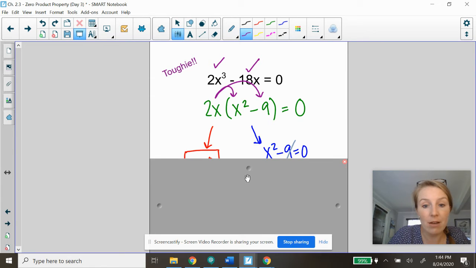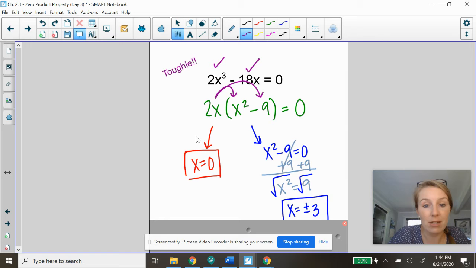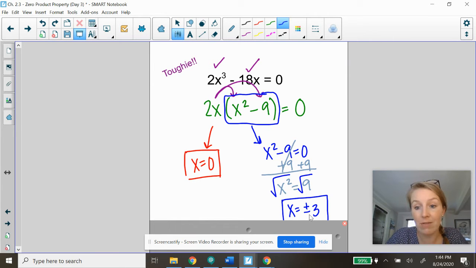All right, so now we need to solve. The red is going to get me to an x equals 0. And remember, my blue box, I'm going to take this entire parentheses and set it equal to 0. When I solve that all the way down, I'll get x equals positive or negative 3. So this was a toughie, and remember, we can have 3 solutions to our ZPP.